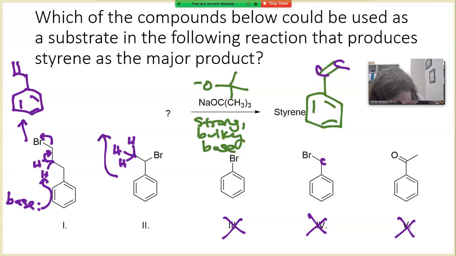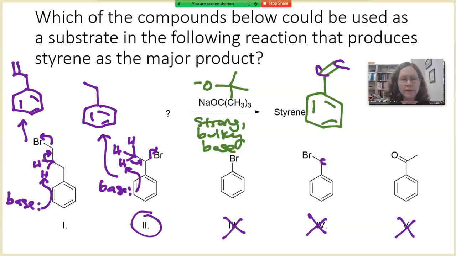And if we do the same with 2, we can make styrene. So the answer that we're looking for is molecule 2, which can react with our big, strong, bulky base via an E2 elimination to make styrene.